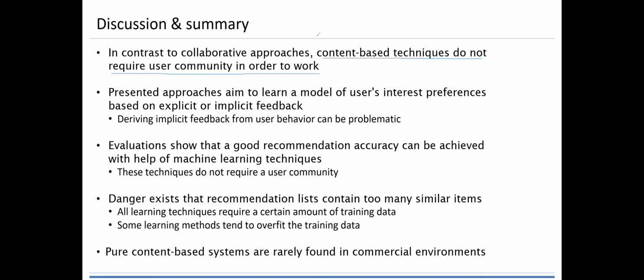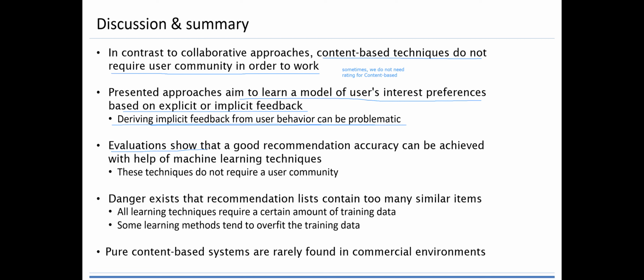Okay. So sometimes we don't need rating for the CB. This is the content base. The presented approach aims to learn the model of user interest preferences based on the explicit or implicit feedback. This is another problem. When we want to derive the implicit feedback from the user behavior, it can be problematic.